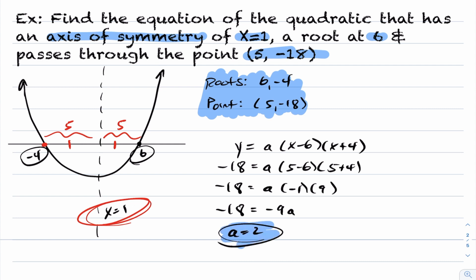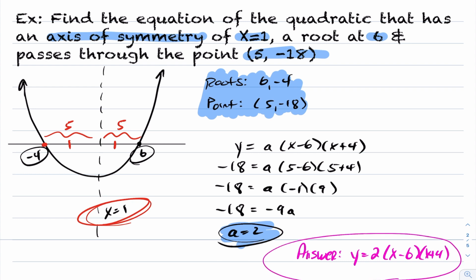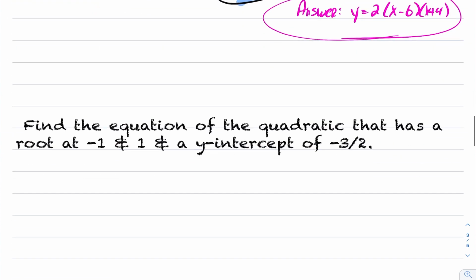So putting this all together, we have our answer. The answer to this question is y equals 2(x - 6)(x + 4). Okay, and this is an example of essentially you're given 2 roots and a point, but they kind of disguise it with this axis of symmetry. So that's kind of a cool problem. Let's take a look at the next.